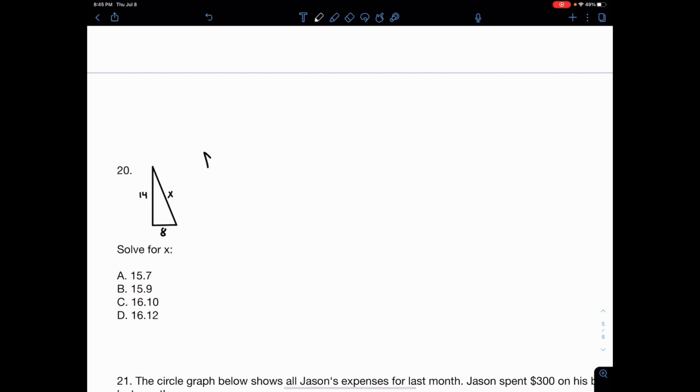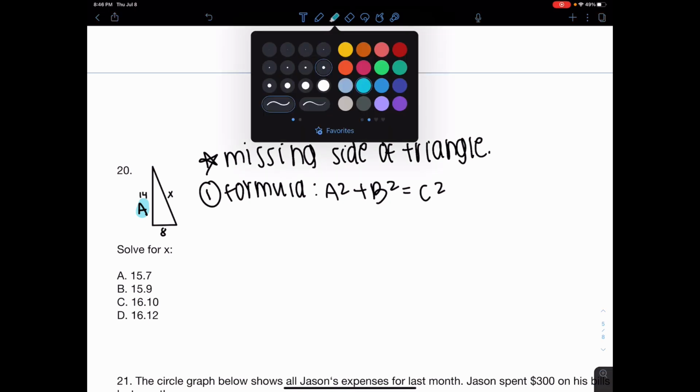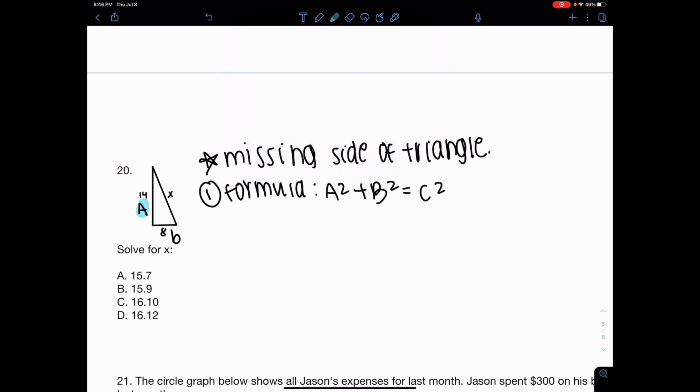We are trying to find the missing side of a triangle. Now, one thing you should know for a formula to find the missing side of a triangle, oh my gosh, I cannot spell formula, is going to be a squared plus b squared equals c squared. So we have our a side, it's going to be 14. We have our b side, which is going to be 8. And our missing c side, which is what we're looking for.